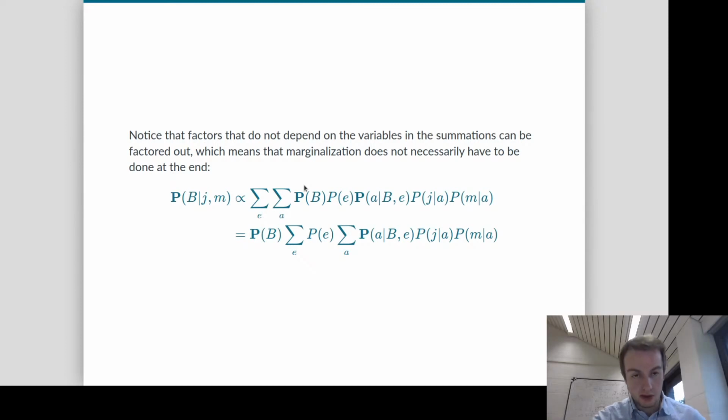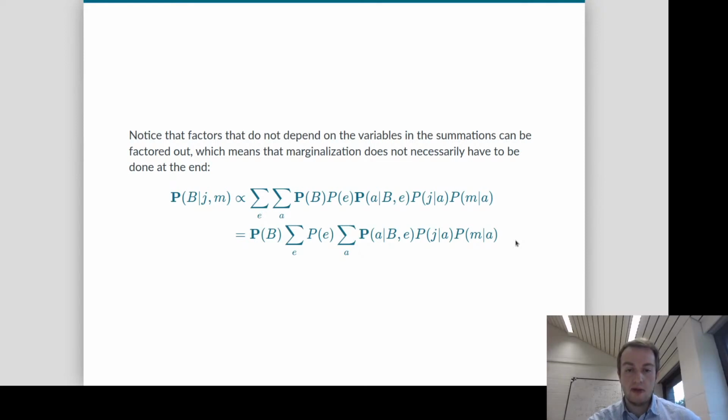So what we had was that the conditional of b given j and m is equal to this expression. But we could just pull out, for example, p of b out of the two sums, because p of b does not depend on e and a. And the same for p of e, it does not depend on a, so we could just pull it out of the first sum. And if you do that, you would now obtain this expression.